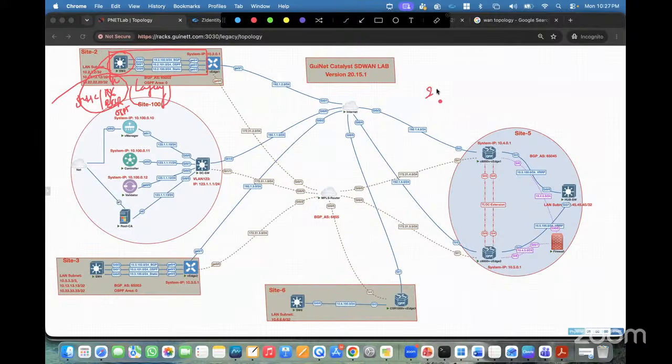So the answer is yes, we are going to use all these legacy protocols. That's why I'm saying that you must have some basic knowledge of basic routing. Now, not only for the LAN.